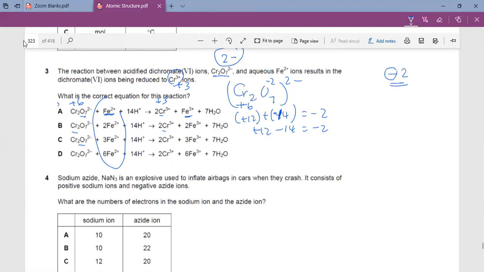Now all these are overall equations, or the final equation. That means now you must write out the 2 equations to see which is correct. Very simple one. Now I'm going to do it a bit down here.